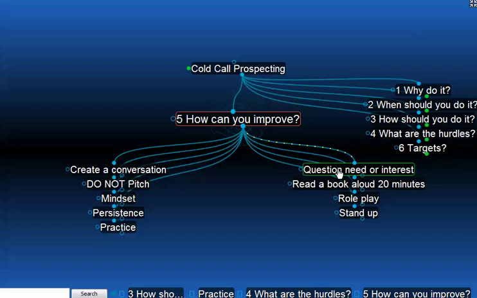Now, how can you improve? Well, the voice is the major tool that you use in the call prospecting process. What you can do is give your voice some practice, and also the words and the dialogue that you use by reading a book aloud every morning for 20 minutes before you leave for the office.